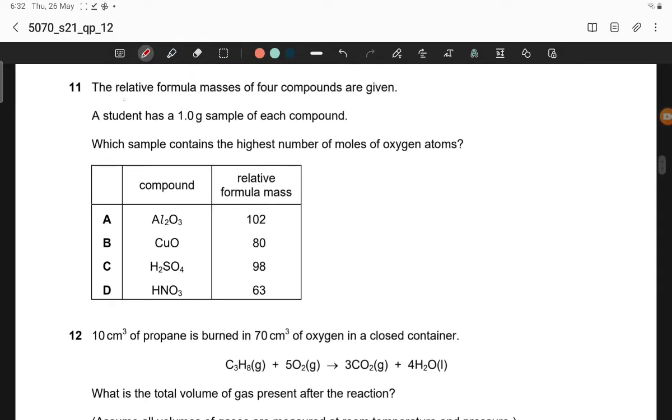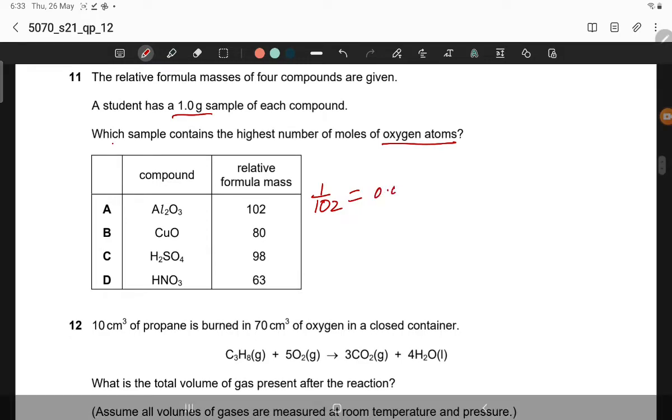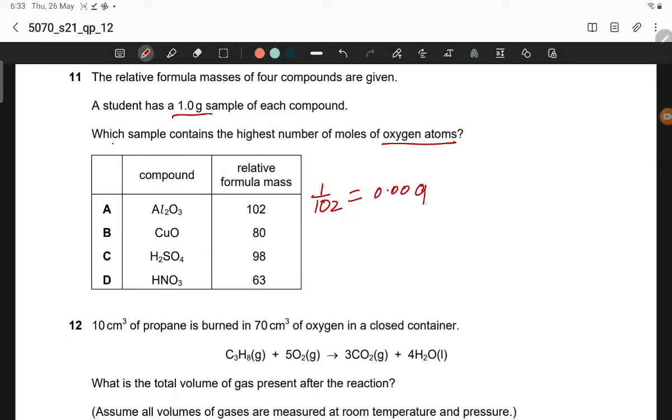1 gram of each compound. The relative formula mass of 4 compounds are given. A student has a 1 gram sample of each compound. Which sample contains the highest number of moles of oxygen atoms? 1 over 102 is equal to 1 divided by 102, which is 0.00980.